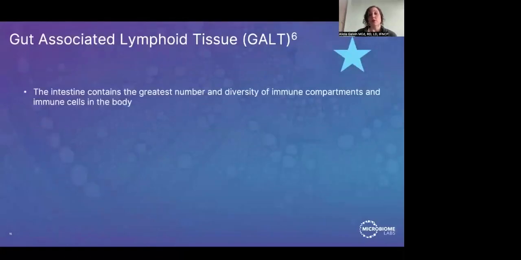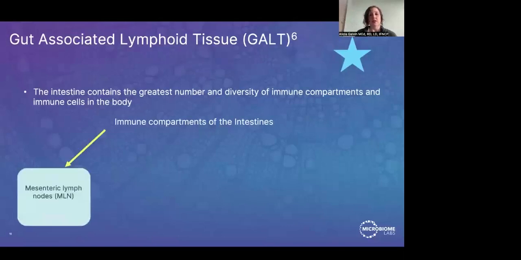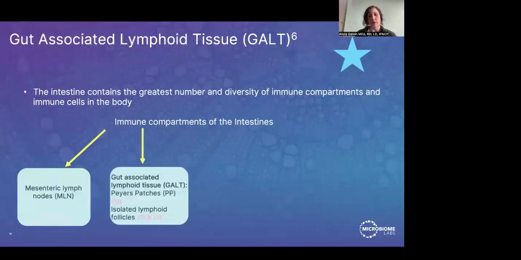And then we have the GALT. You've all probably heard about the GALT. And we've all talked about how 80% of the immune system is actually in our intestines. The immune components of the intestines consist of about four different things. So you have the mesenteric lymph nodes. We'll talk about those in a minute. You have the GALT, which consists of Peyer's patches in the small intestine and these isolated lymphoid follicles, which are in the small intestine and the large intestine. So we have a couple of components that actually make up the GALT.